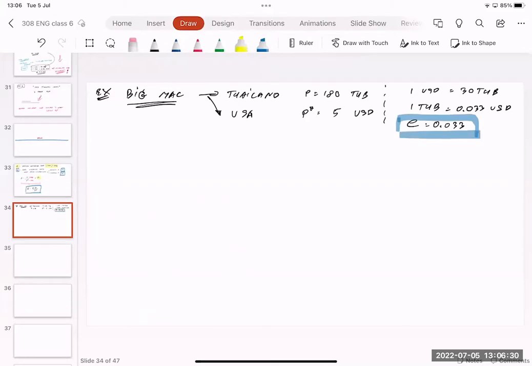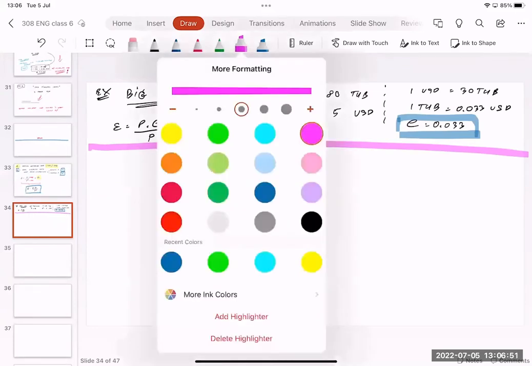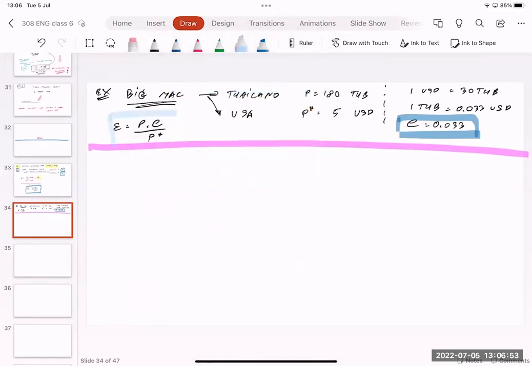This is just an assumption, and then I'm going to give you the example. The real exchange rate comes from this formula: epsilon equals P multiplied by the nominal exchange rate, divided by P star. This is the formula for the real exchange rate. Let me show you 3 cases.